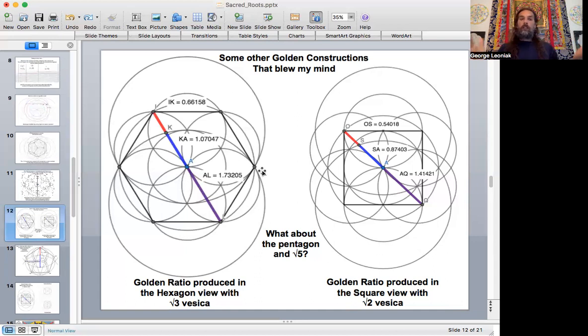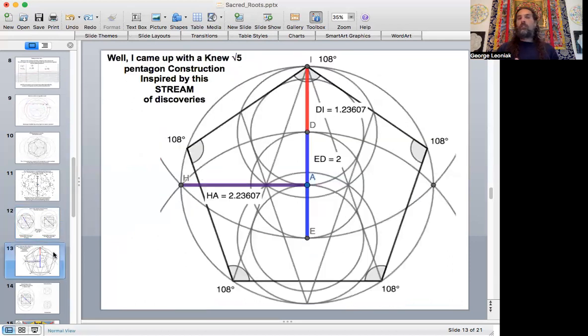And of course, we have a square root of 5. Remember, this is based on the root 2 circle and the root 3 circle. So of course, I want to see how a root 5 version of this can be produced. So let's go ahead and take a look at this construction, which I think is a new construction for drawing a pentagon, a perfect pentagon with 108-degree angles.